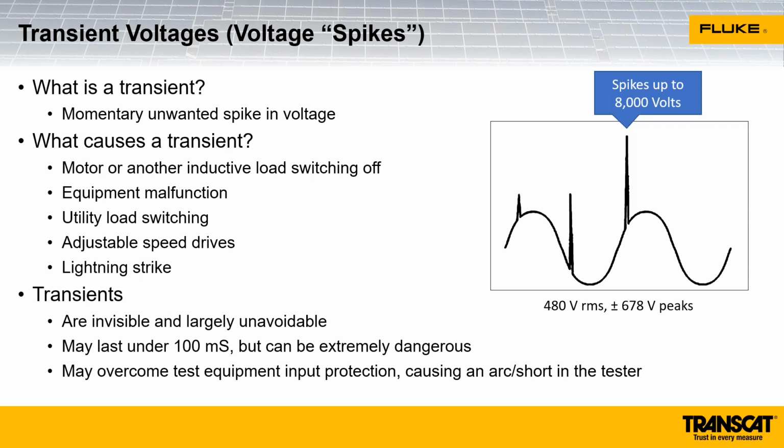Fluke does have some power quality analyzers that are capable of measuring transient voltage spikes, but for most tools you don't usually see that transient spike because they're so short. They're mostly unavoidable, but they can be very dangerous. And this bottom bullet here is the most important one. Transient voltage spikes can cause damage to the equipment. They can actually cause meters to really explode if they're not properly rated for the environment. So it's really important to get test equipment that is properly rated and can withstand those transient voltage spikes.